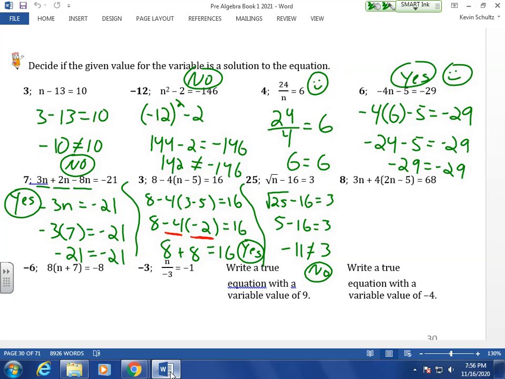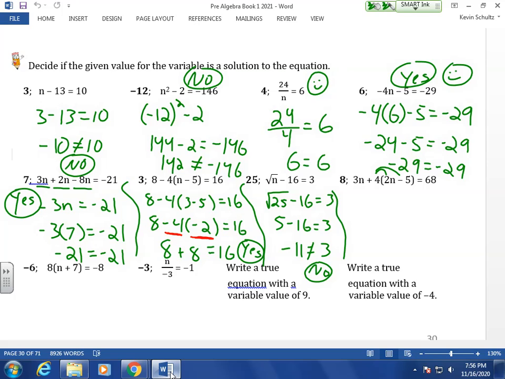Last one here, we are testing 8. And just for kicks, I'm going to simplify this one first. I got two variable terms. I got parentheses. I'm feeling like it's going to be a little bit more complicated unless I distribute and combine like terms. Do what I can here.